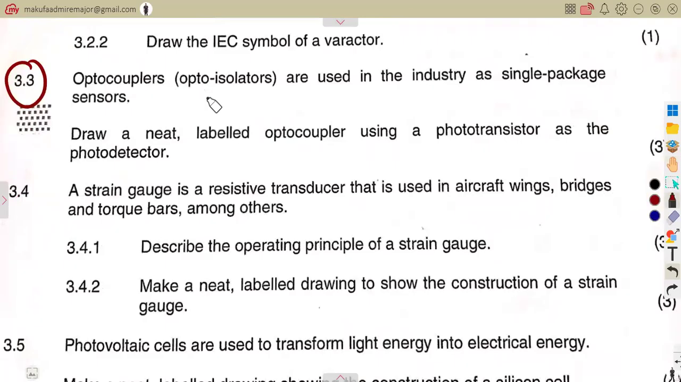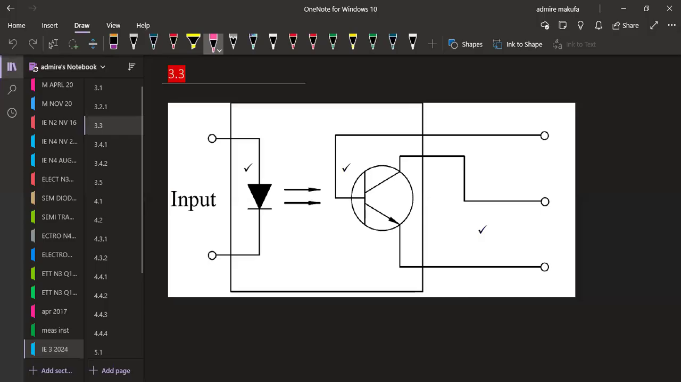Okay, optocouplers, which are optoisolators, are used in the industry as single package sensors. Draw a labeled optocoupler using phototransistors as the photo detector in this case. So that is what we're going to have as a photo detector. That is the input to the diode, reflected to the transistor on the other part. So that is what they needed in this case.